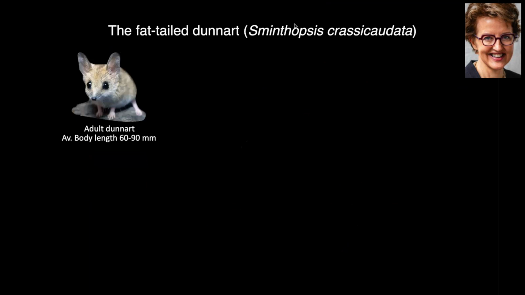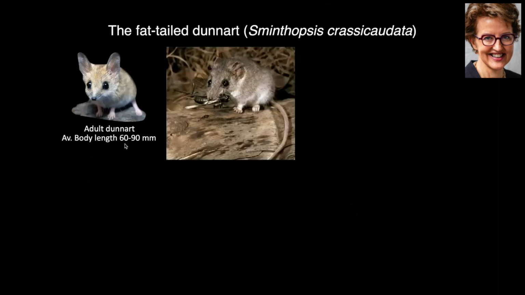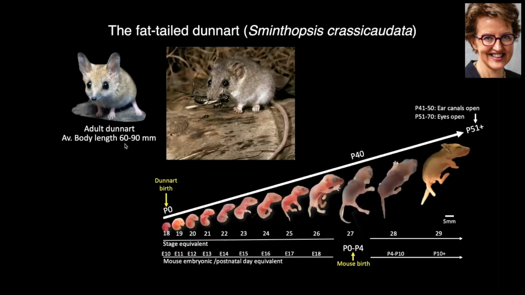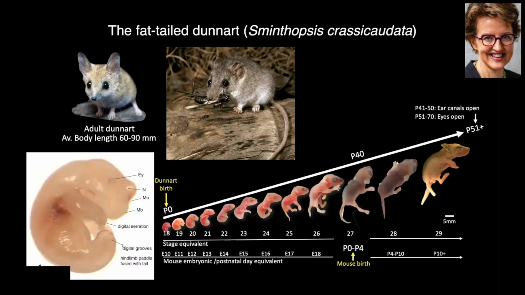They're Sminthopsis crassicaudata, and they're very common in Australia. They're mouse-sized marsupials that are carnivores. They're born into the pouch at a very early developmental stage, equivalent to an embryonic day 10 mouse, and all of their development occurs in the pouch. This is a different staging that Rodrigo Suarez pioneered in our group. You can see that postnatal day 40 of the dunnart is equivalent to a P0 mouse. This is what they look like when they're born.